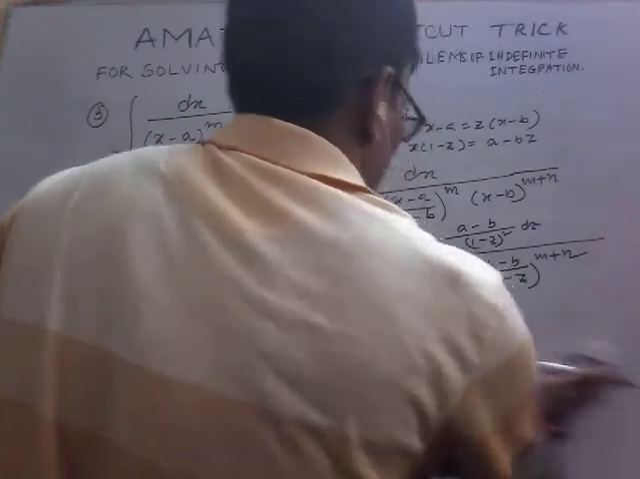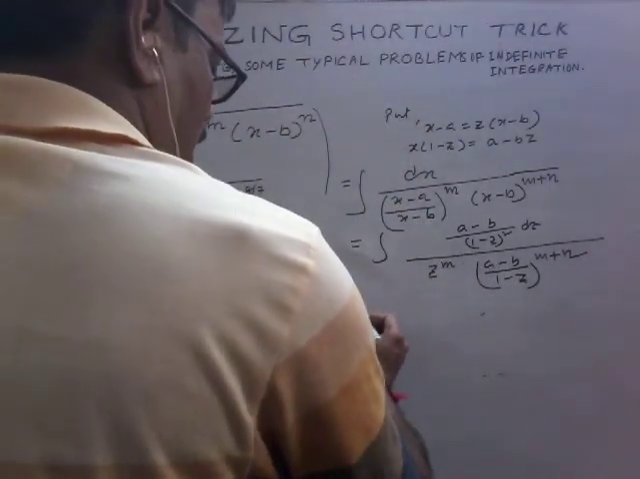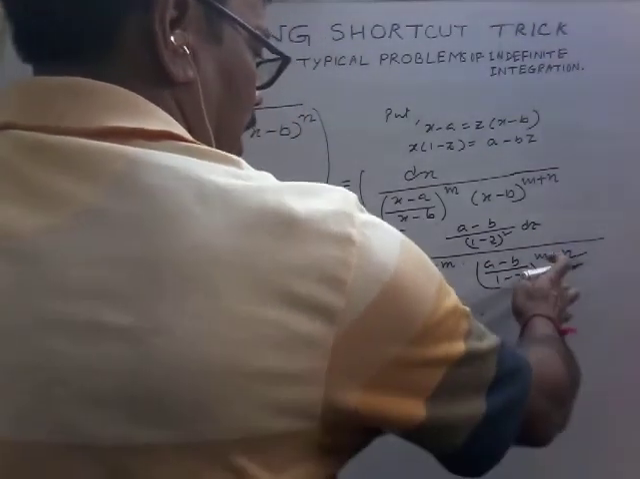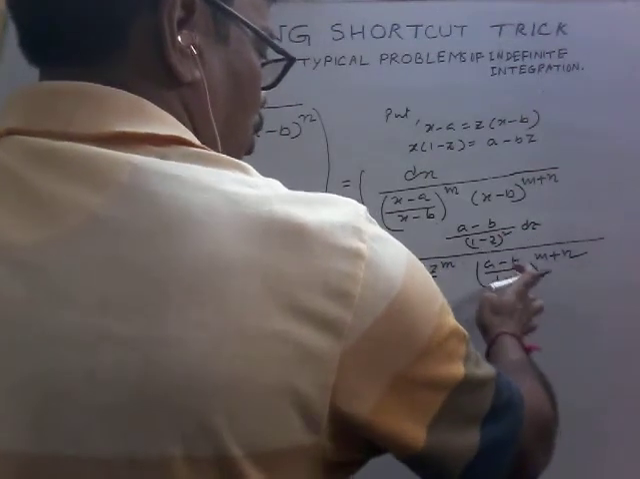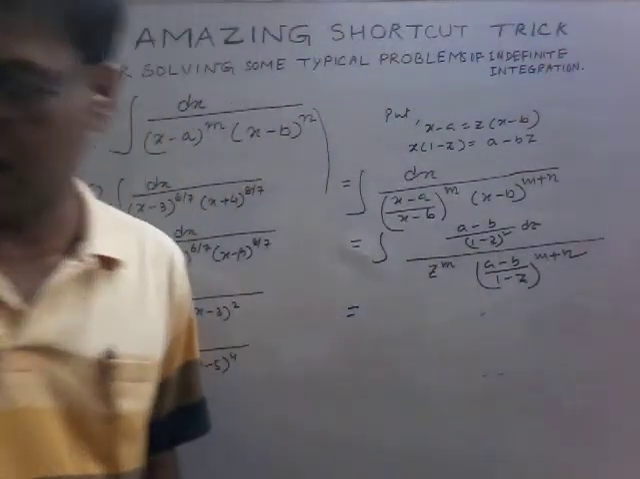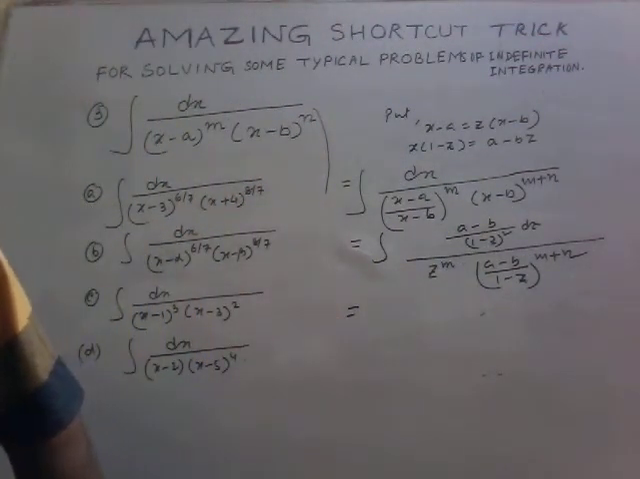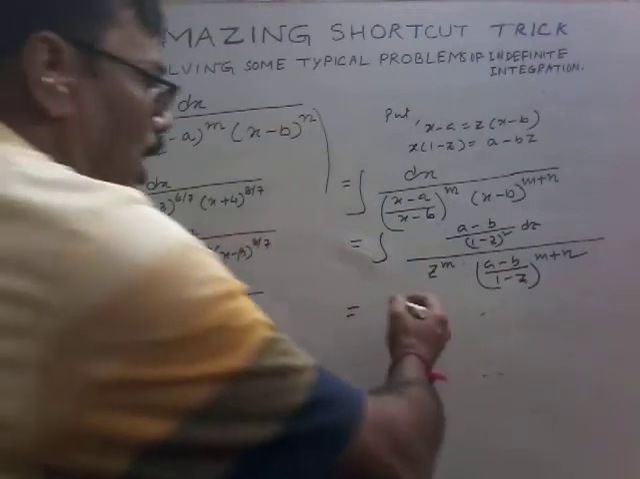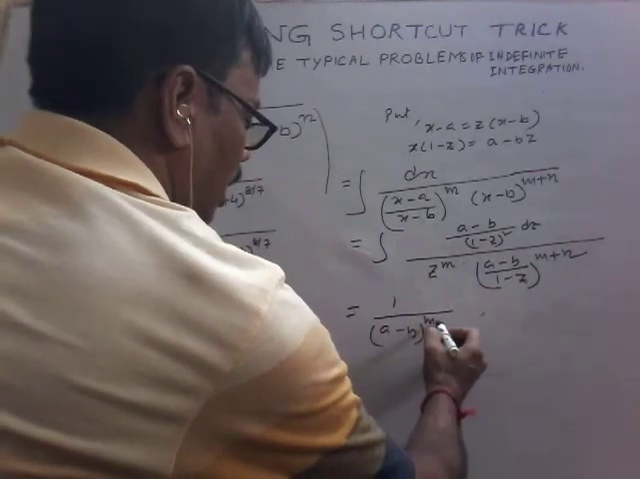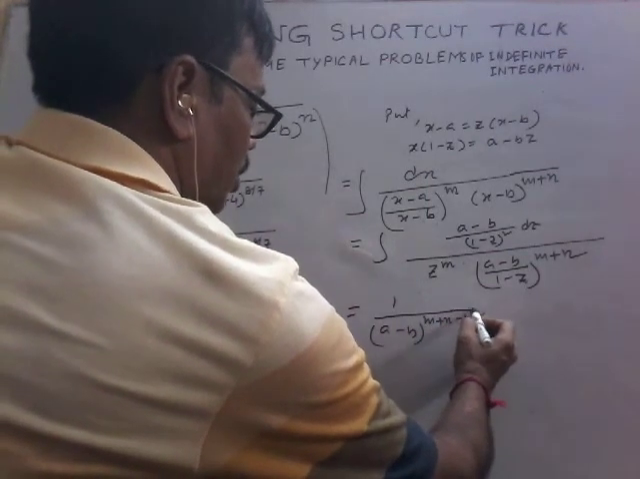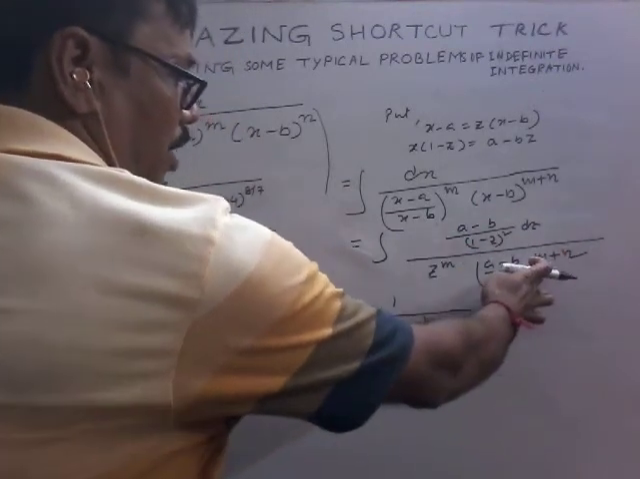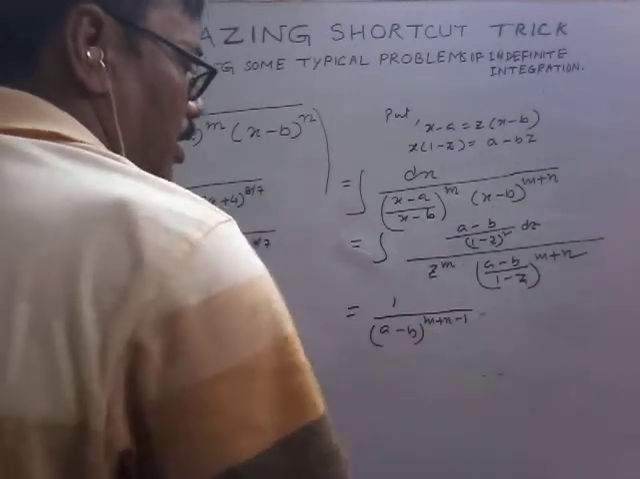So finally what we are getting? We are getting z to the power m, and (1 minus z) to the power m plus n minus 2, and (a minus b) whole to the power m plus n. So finally 1 by (a minus b) whole to the power m plus n minus 1, with (a minus b) at the numerator, this one.